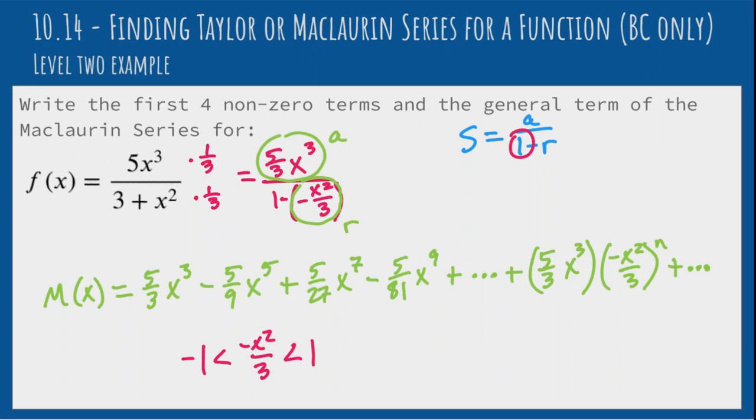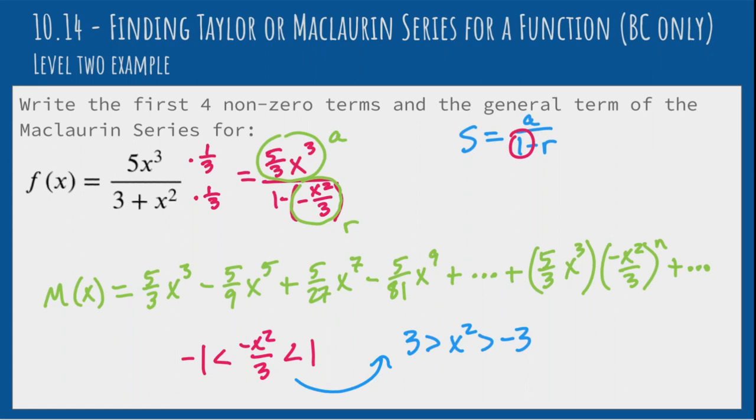Actually, let's go ahead and solve it just to make sure that we know how to do that, because that is something you should be able to do. I'm going to multiply both sides by -3. And remember, when we multiply, that's going to flip the inequality. So multiplying by -3, we're going to get 3 is greater than x squared is greater than -3.